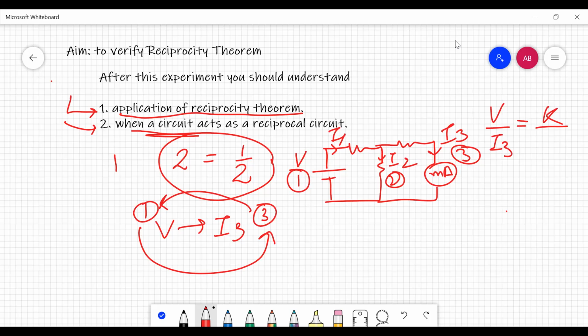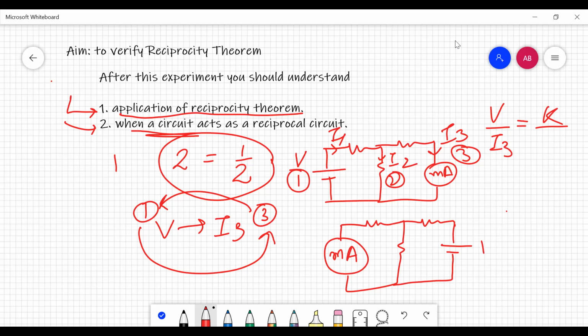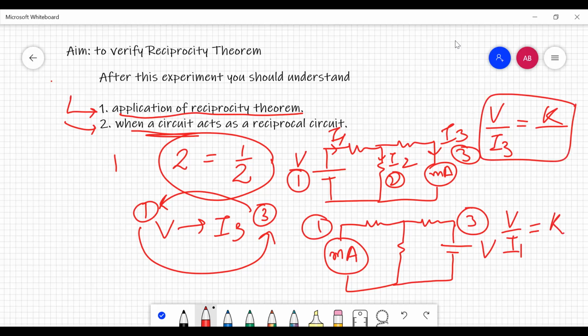So now in the second circuit, what I am going to do is I'm going to put my milliammeter here, and I have just replaced my voltage and milliammeter. I have interchanged their position, and now I have put the voltage source in place of the milliammeter. So now my voltage source is in branch 3 while my milliammeter is in branch 1. So now again the value of this V by I1 will be equal to K. So these two values will be equal.